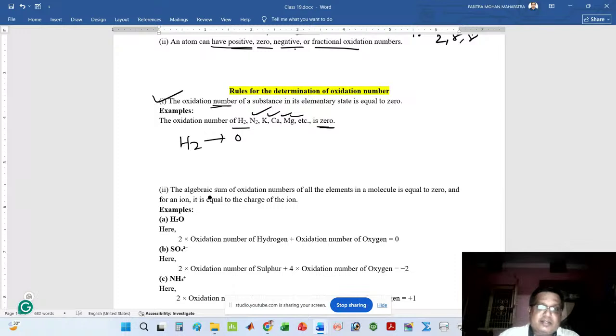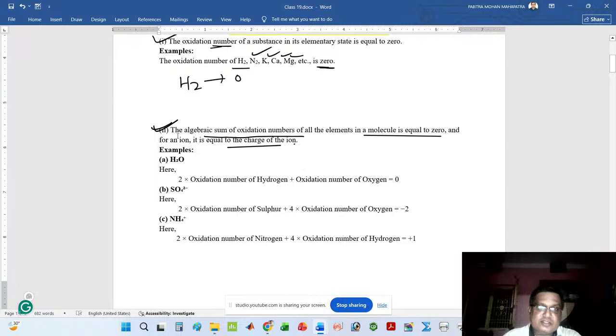Next, the second rule is very important. The algebraic sum of the oxidation numbers of all the elements in a molecule is equal to 0, and for an ion it is equal to the charge of the ion. Let me explain the meaning of this rule.